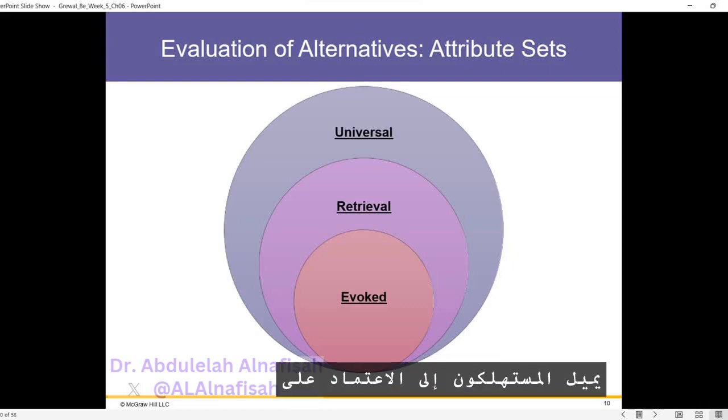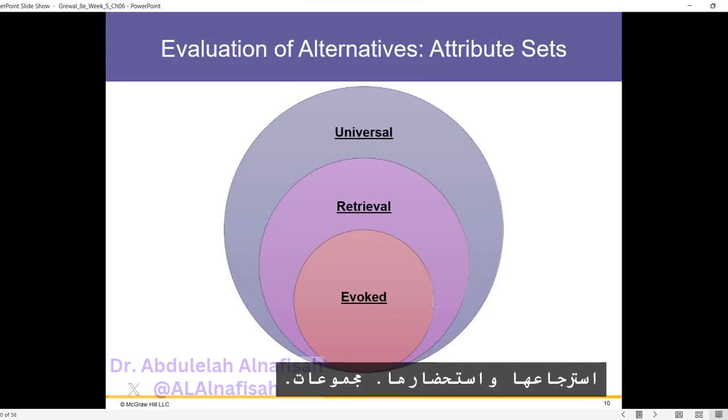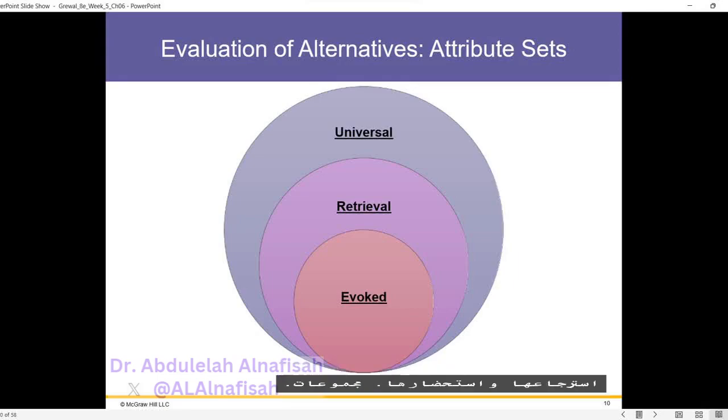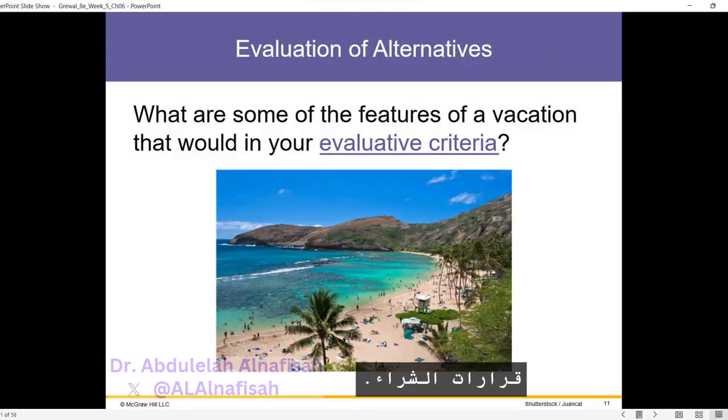Consumers tend to rely on their past experiences, knowledge, and perceptions to form their retrieval and evoked sets. Marketers can influence the composition of these sets through effective branding, advertising, product positioning, and reputation management. By understanding consumer behavior and strategically positioning their offerings, marketers can increase the chances of being included in the evoked set and ultimately influence consumers' purchase decisions.